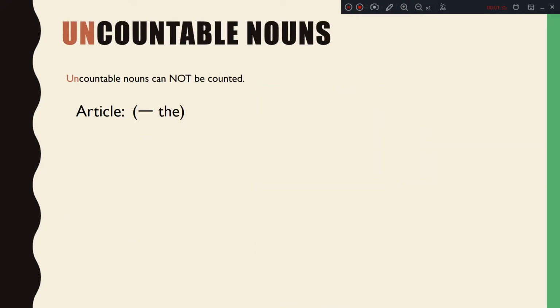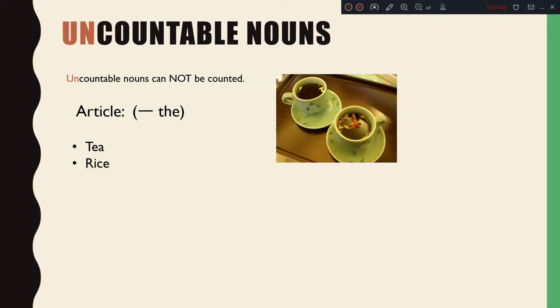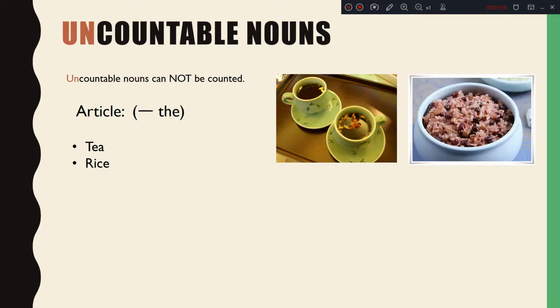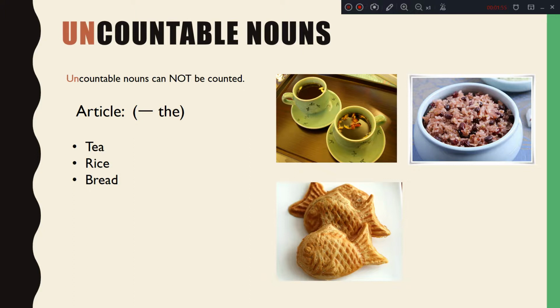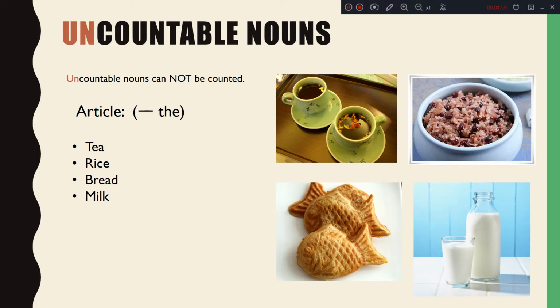And again, uncountable nouns cannot be counted, but they can use the article the to talk about a specific uncountable thing. For example, tea, the tea, rice, the rice, bread, the bread, and milk, the milk.